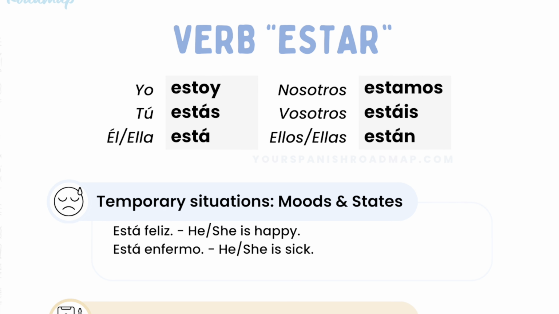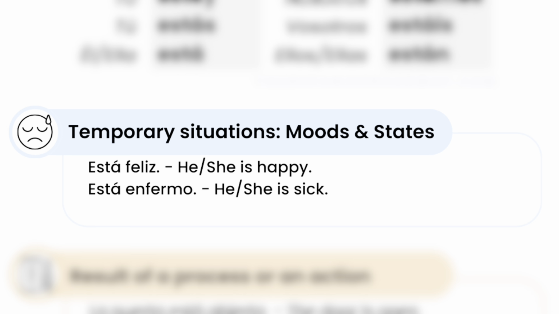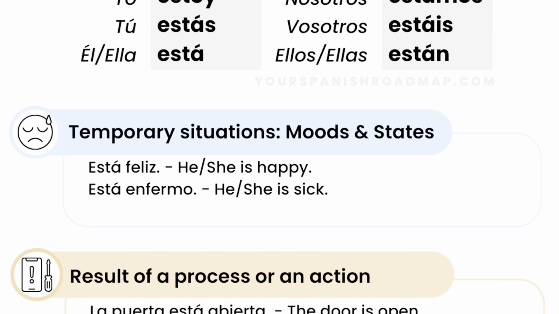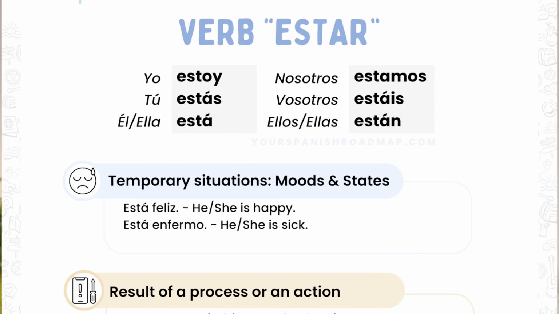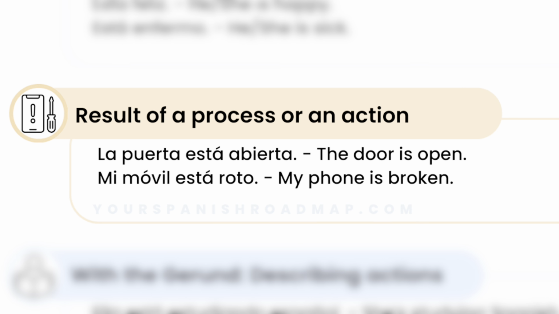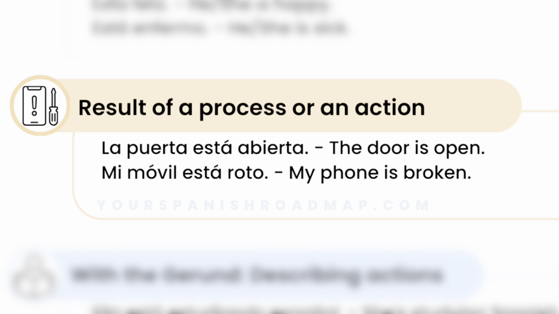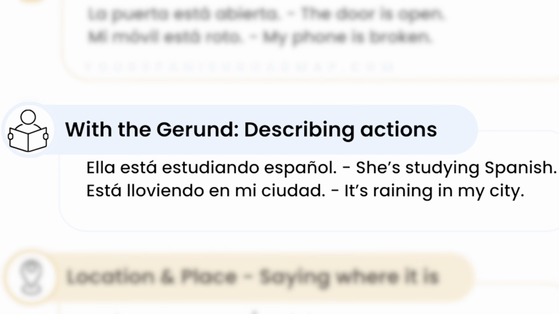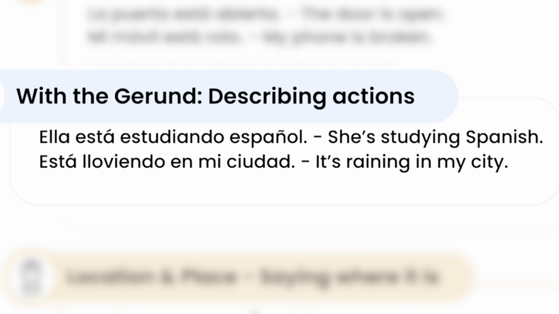Let's have a look now at estar. Estar is used to talk about temporary characteristics like moods and states. Está feliz. He is happy. Está enfermo. He is sick. In further detail, when looking at states, we use it when describing the results of an action, like la puerta está abierta. The door is open. We also use it with the gerund when describing actions, like ella está estudiando español.